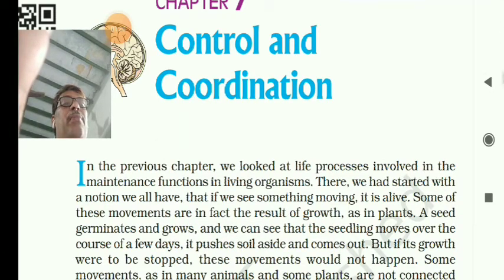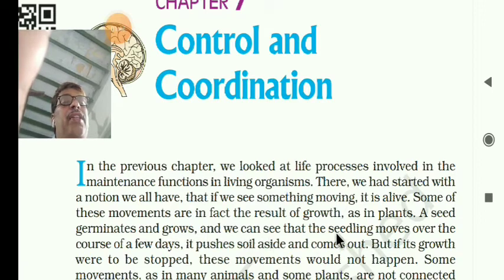For example, by the growth, when body parts are growing, we say that is a growth or that is living, as in the plants. For example, plants are growing, then we say they are living. A seed germinates and grows. See, the seed is germinating, becomes young and then grows.